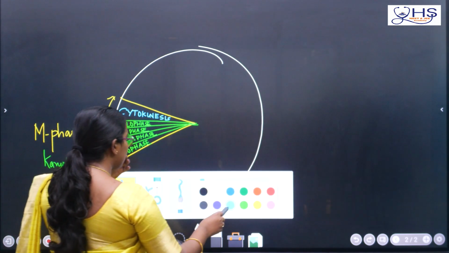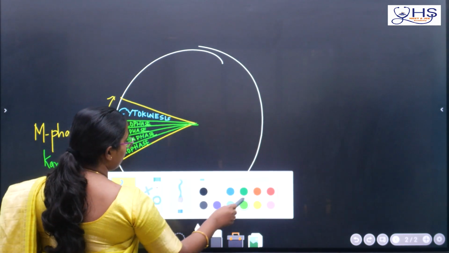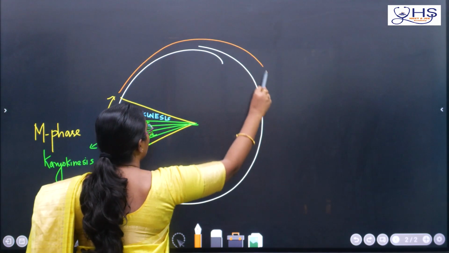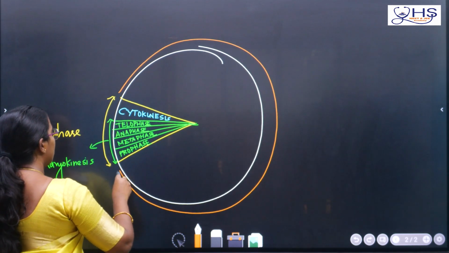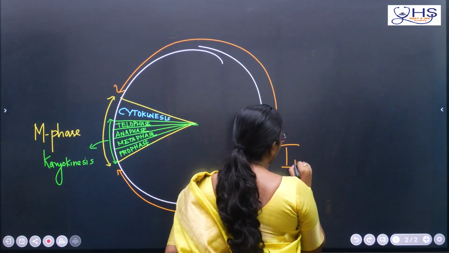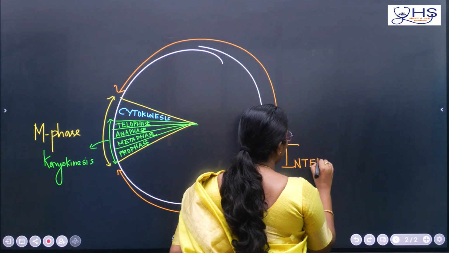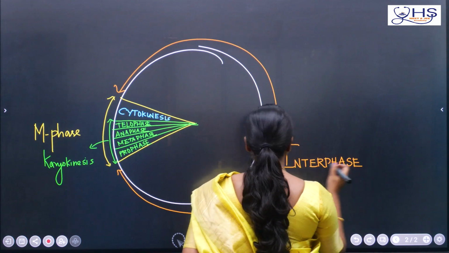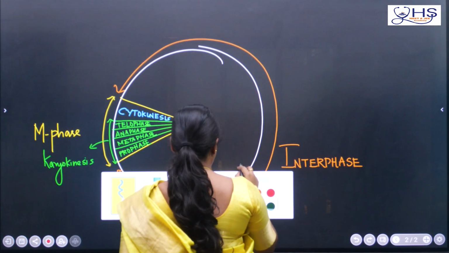Okay. Now the rest of the phase, what color will we choose? Orange. The rest of the phase from here to here is orange, and the orange color is called interphase. The interphase is divided into three. Yes, what are the three phases?